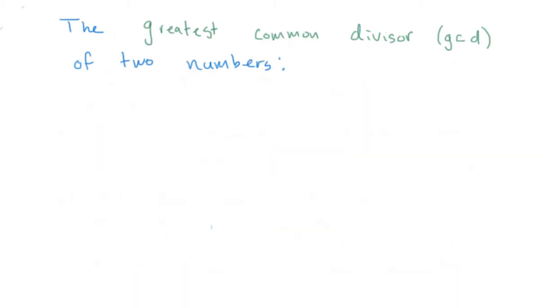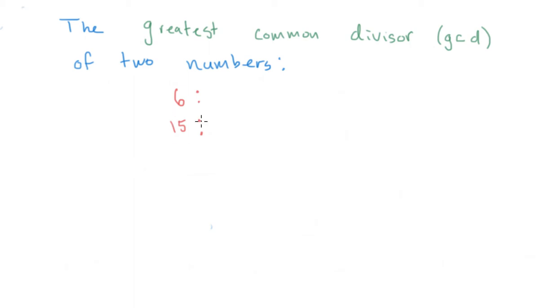So one really interesting concept, now that we have the idea of a divisor down, is the greatest common divisor, or the greatest common factor. I'll use greatest common divisor, abbreviated GCD, of 2 numbers. Let's take, for example, 6 and 15. To find the greatest common divisor of 6 and 15, all I want to do is list out all of the divisors of these 2 numbers and then take the largest.